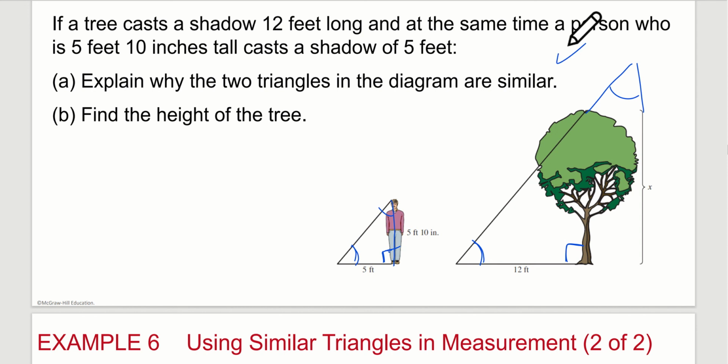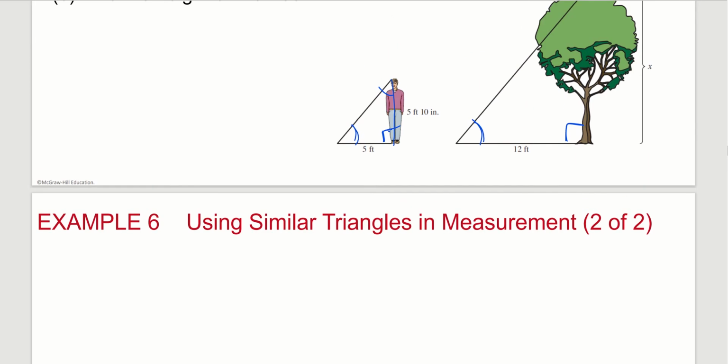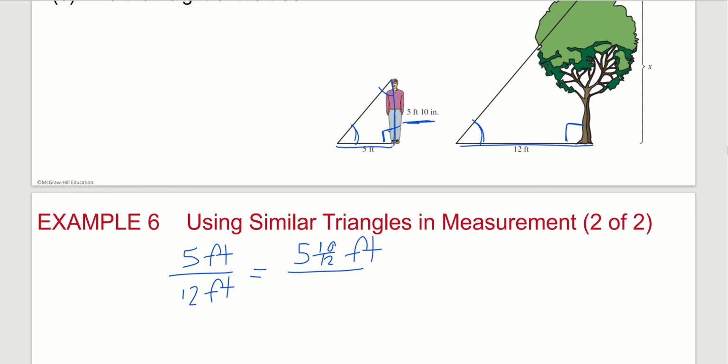We can now use this to find the height of the tree. Just be a little bit careful though with the units here. Okay. So we know that this side of this triangle corresponds to this side of that triangle. So we could say that 5 feet is to 12 feet as, and now we come over here, this person's height is given in terms of 5 feet 10 inches. We don't want to have mixed units here, so we can call this 5 feet, and then 10 inches is the same thing as 10/12 of a foot, as it would be to the height of the tree, which is going to be X.